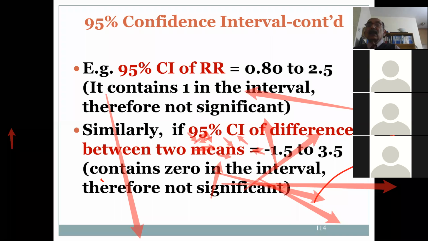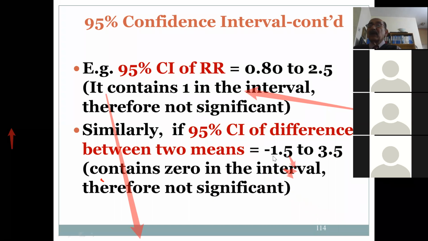Similarly, if you calculate a 95% confidence interval for relative risk, and it goes from 0.8 to 2.5, it means it contains 1 in the interval, so therefore not significant. Similarly, if the 95% confidence interval for the difference between two means contains 0, for example, the lower limit starts from minus 1.5. A confidence interval is always given with two figures: minus 1.5, 3. It contains 0. So results are not statistically significant.